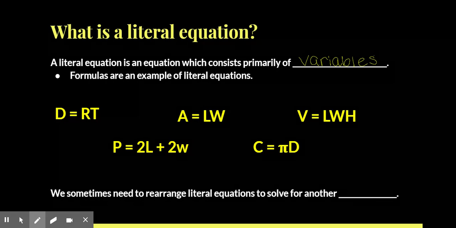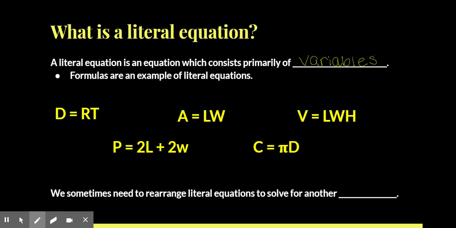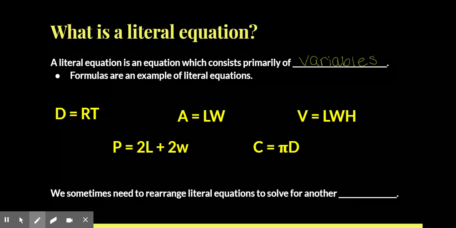The first one says distance equals rate times time. The second one says area equals length times width. The third one says volume equals length times width times height. The fourth one says perimeter equals 2 times the length plus 2 times the width. And the final one says circumference equals pi times diameter.